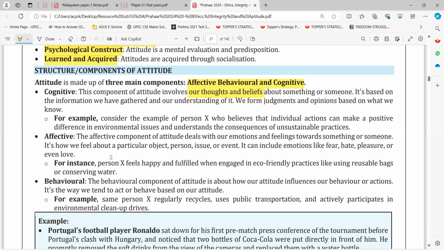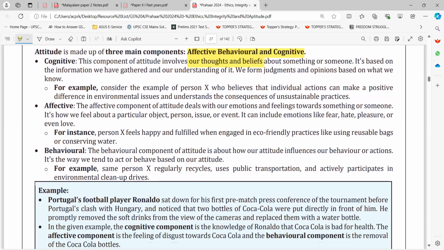For instance, person X feels happy and fulfilled when engaged in eco-friendly practices like using reusable bags or conserving water. Third one is behavioral. The behavioral component of attitude is about how our attitude influences our behavior or actions. It's the way we tend to act or behave based on our attitudes. For example, same person X regularly recycles, uses public transportation, and actively participates in environmental cleanup drives.